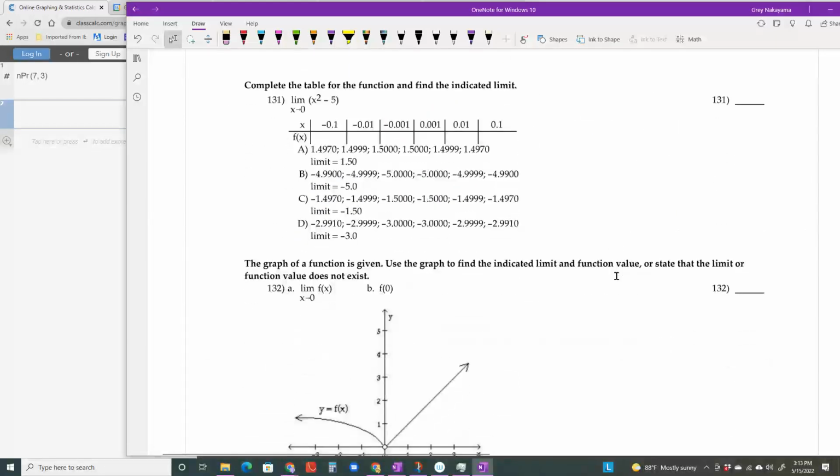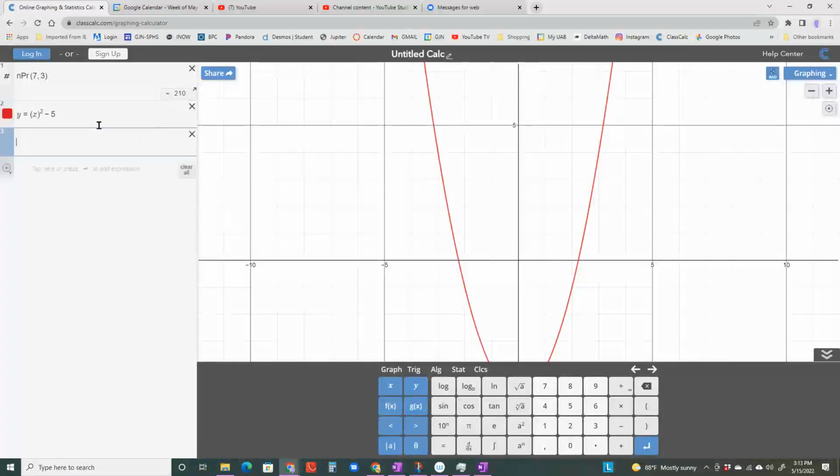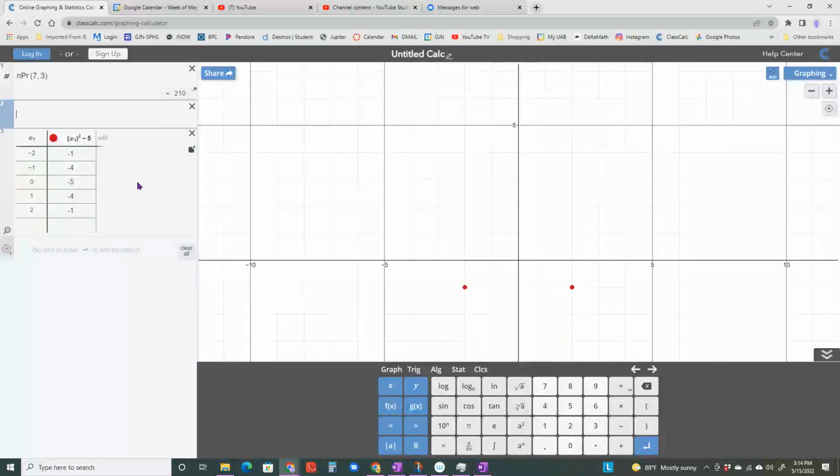All right, 132, limits. I'm going to go to my graph because I have to use a table. You've got a calculator you can do it on. So I'm looking at x squared minus 5. I'm going to graph y equals x squared minus 5. Okay, and when I have that, I converted it to a table. That's fine. You just can't see the graph.